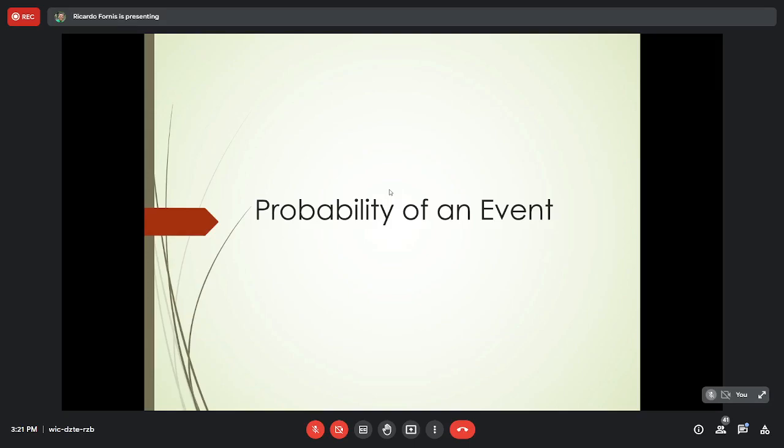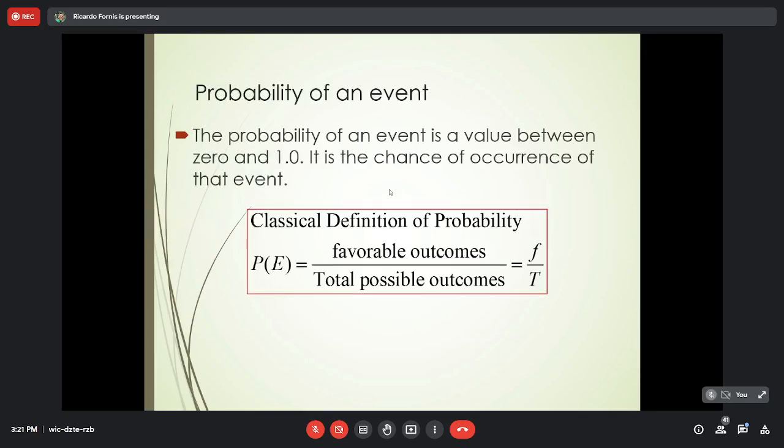Now, just to remind ourselves, let me give you the classical definition of probability, which is simply the ratio of the favorable outcomes to the total possible outcomes. So that's the classical definition. The value of the probability is between 0 and 1.